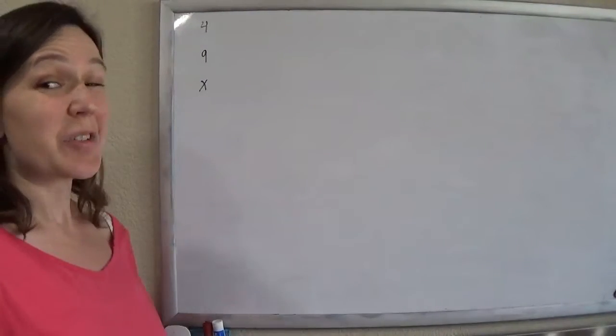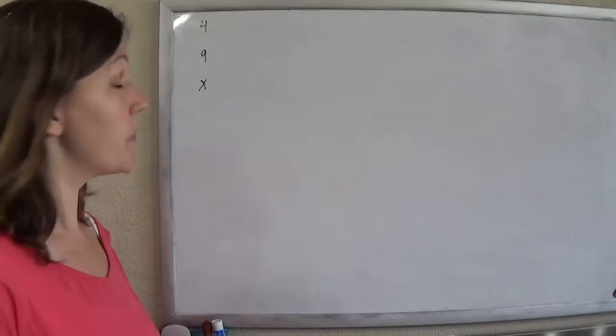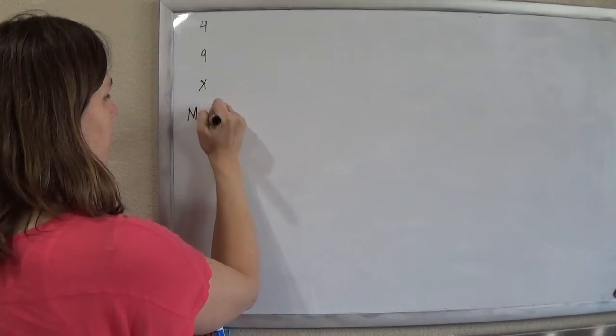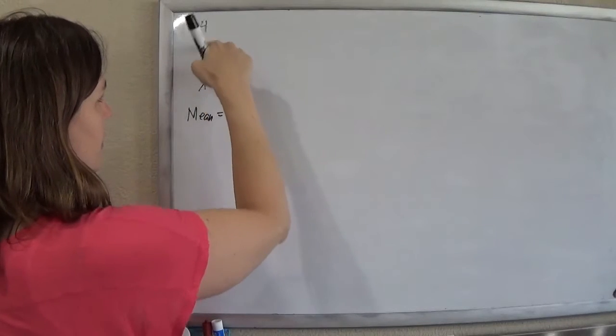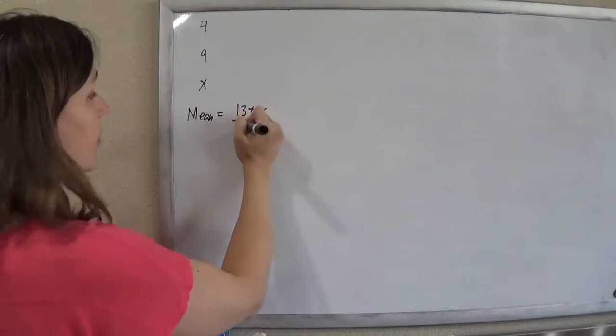So you just kind of have to bite the bullet. We know how to find the standard deviation, so we're going to do it. To find the standard deviation, we first have to find the mean, and you add them all up. That would be 13 plus x, and divide by how many you have.